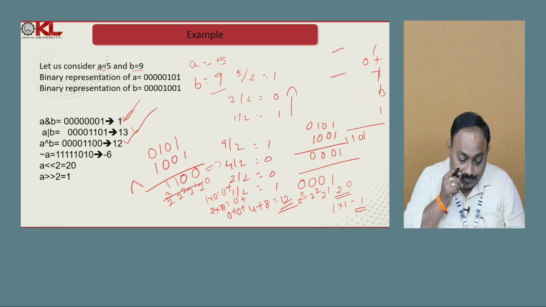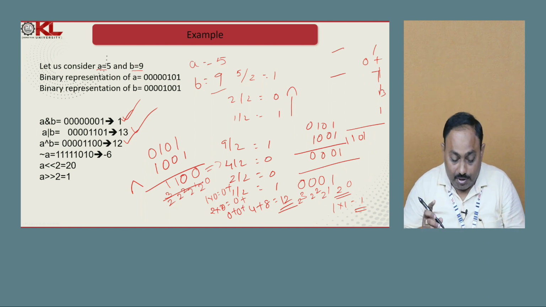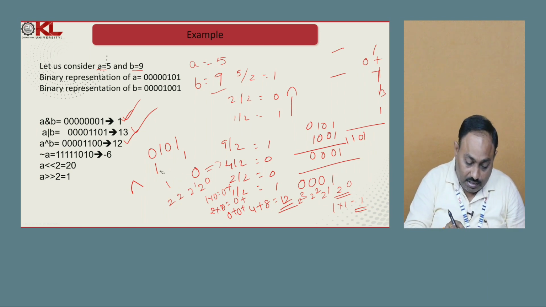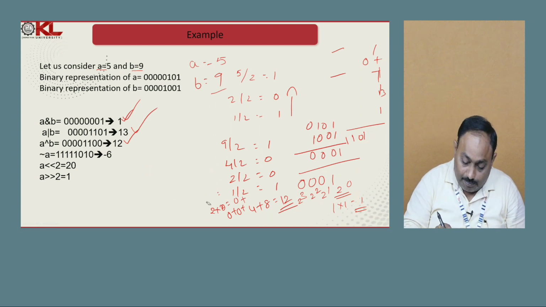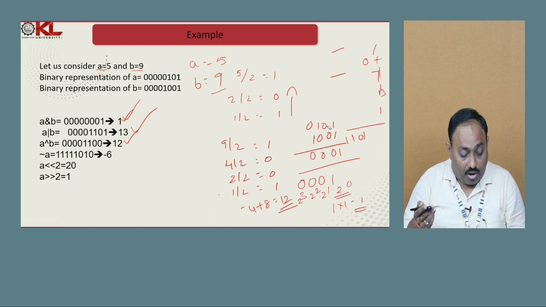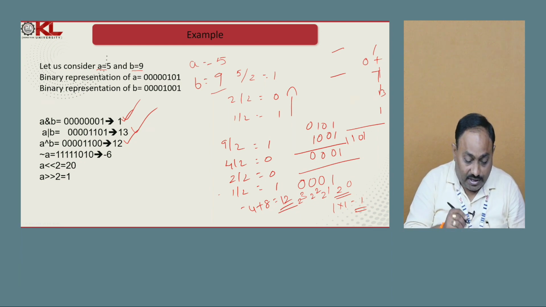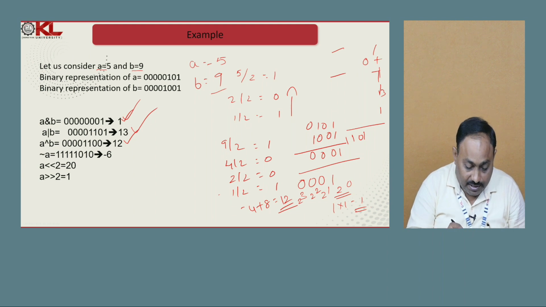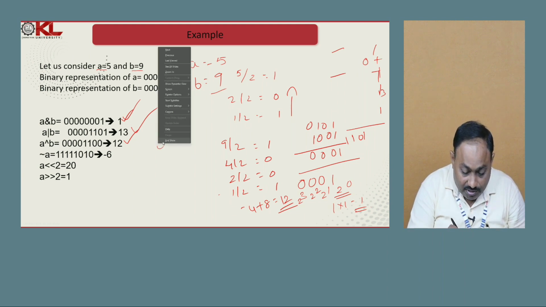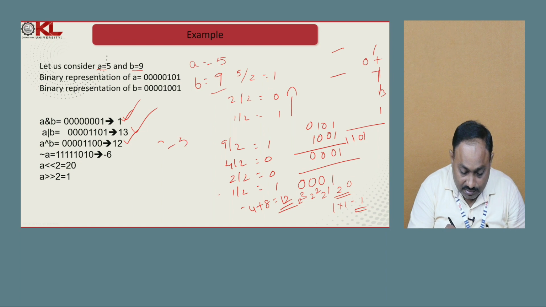And similarly we can perform the bitwise NOT operator. So let us see how the bitwise NOT operator works. The bitwise NOT operator negates the bits, that means it inverts each bit from 0 to 1 or 1 to 0. So for example, if you take a number A, here A equal to 5, you know that already we have taken A equal to 5.